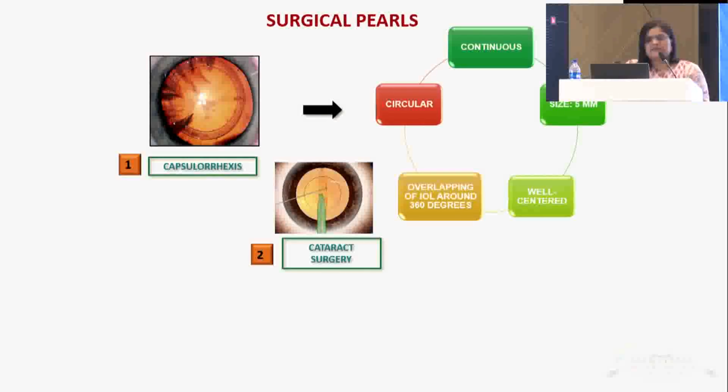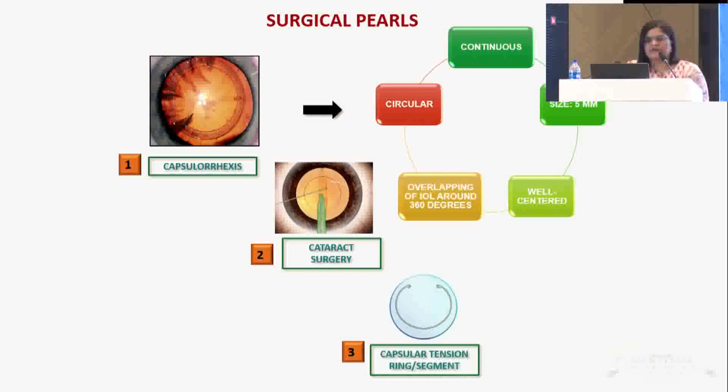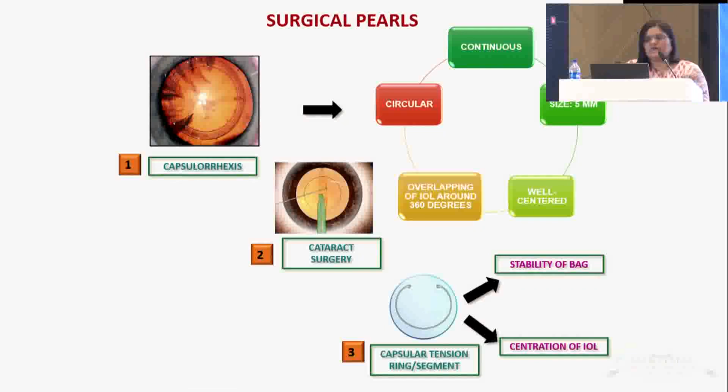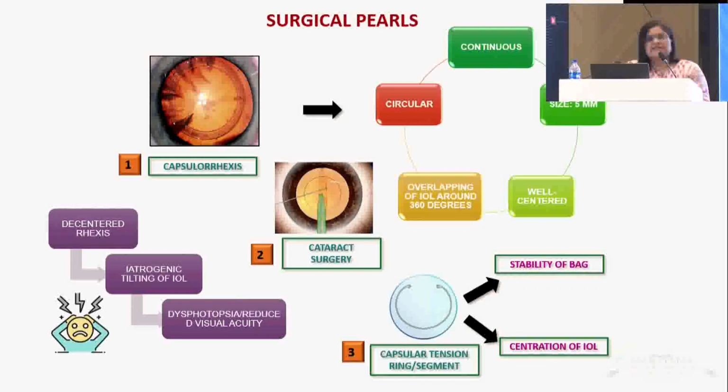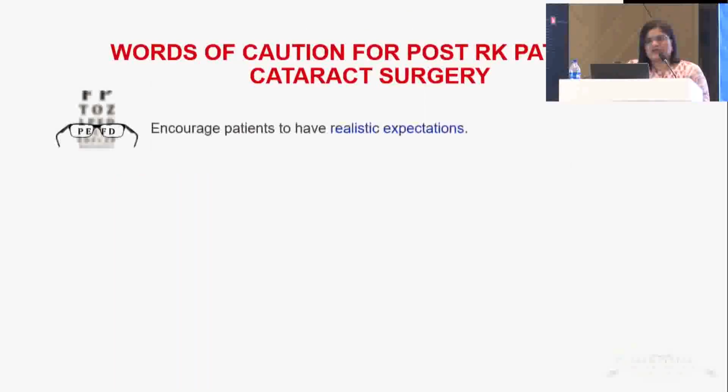Of course, the central CCC is very important with a good cataract surgery. You can implant a capsular tension ring along with it, so that you can have stability of the bag, and centration of the IOL is very important because, as we know, if there is a decentered rhexis, there can be tilting of the IOL leading to dysphotopsia and reduced visual acuity.